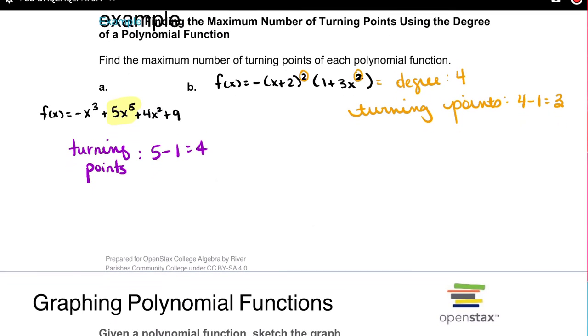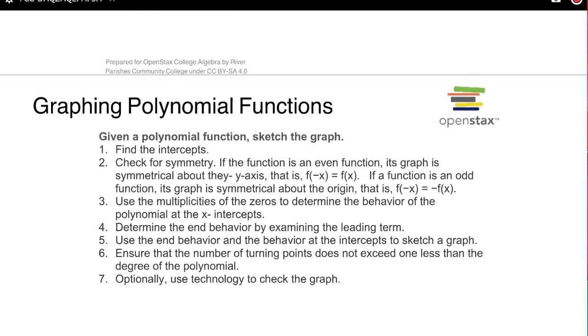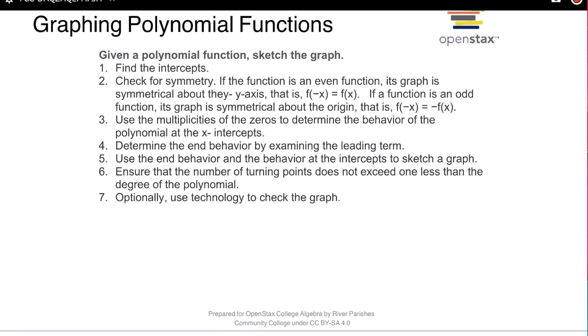So rather than having to multiply it out to find the degree, you can just add up the exponents to find the degree. All right, so now let's talk about sketching the graph. So the first thing you're going to do is find the intercepts. If you're given a polynomial function, find the intercepts first, and then you can plot those.